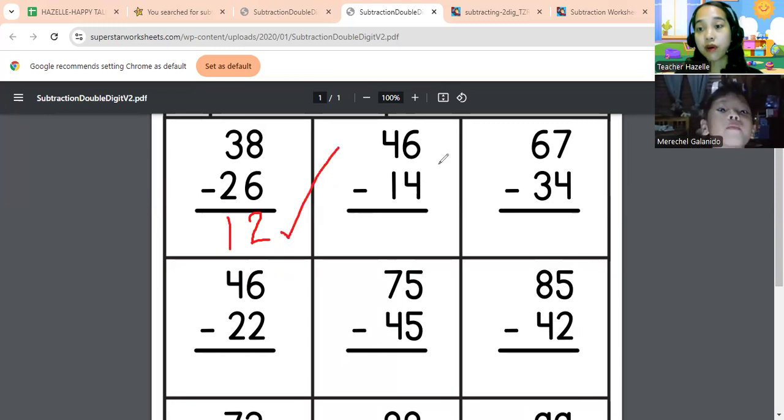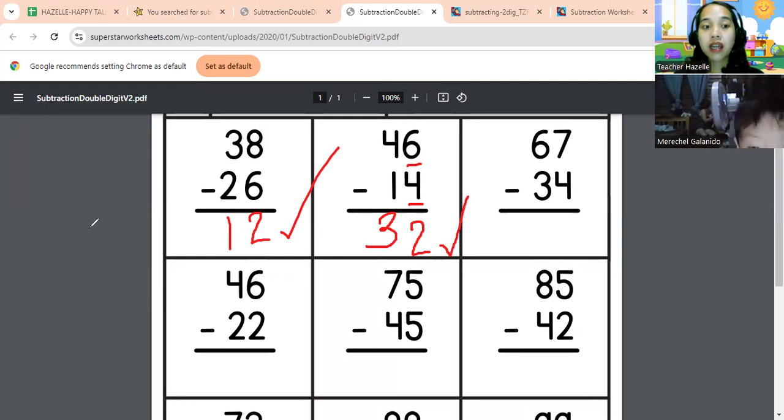Let me give you another example. 46 minus 14. So let's first start with 6 minus 4 equals 2, and then 4 minus 1 equals 3. The answer is 32. Now I'm going to give you the opportunity to try to answer number 3. Can you please read it first and then you answer? For number 3, we have here 67 minus 34. Very good.